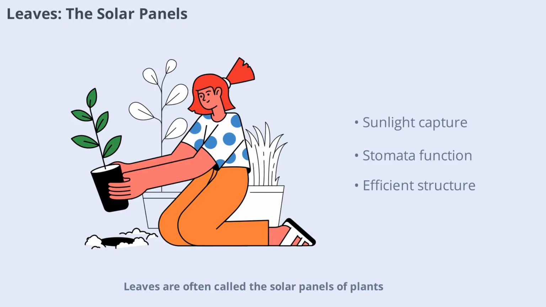Leaves are often called the solar panels of plants because they capture sunlight and convert it into energy. Their broad, flat surfaces maximize exposure to light, while tiny pores called stomata allow for gas exchange. The internal structure of leaves is designed to support efficient photosynthesis, with layers of cells specialized for different functions.